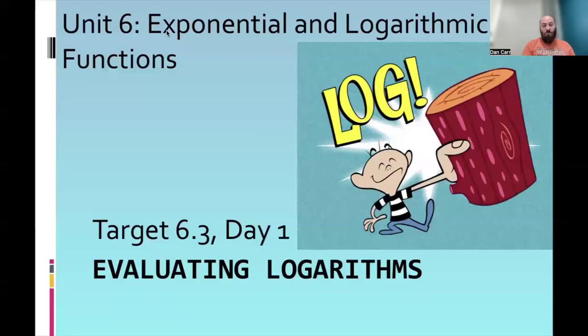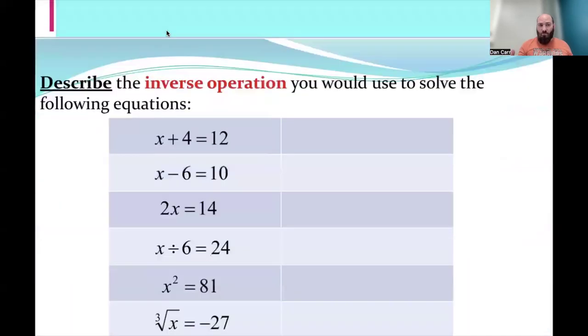Today we're going to be looking at 6.3 day one. We're going to be evaluating a new thing called logarithms. Okay, so let's quickly talk about what is a logarithm.